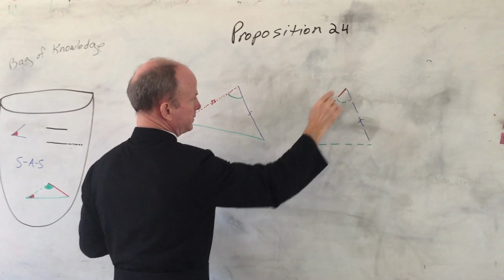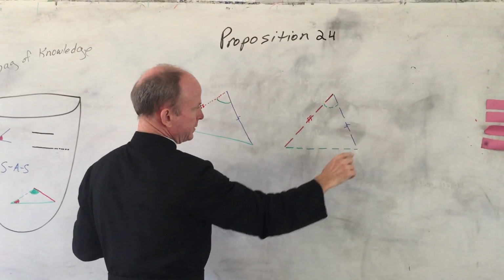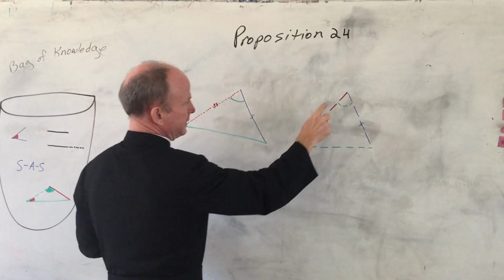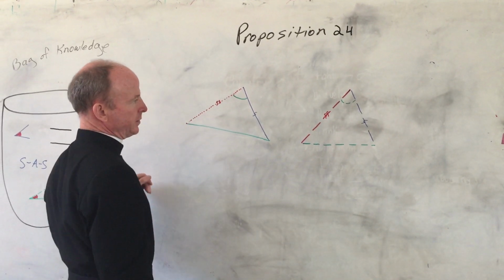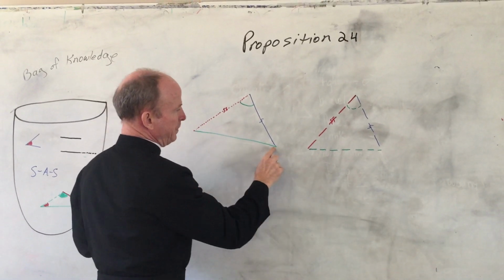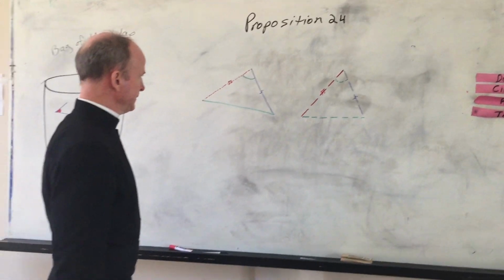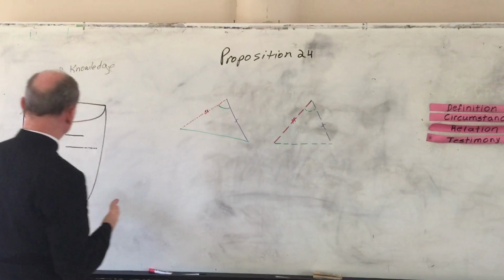This side is equal to this side, and this side is equal to this side. But it's also given that this angle is greater than this angle. Thus, it is required to show that this base is greater than this base. It's a really interesting problem. Okay, so let's look at our bag of tricks.